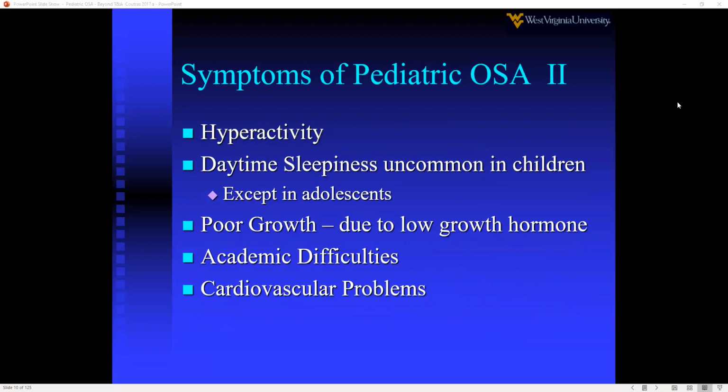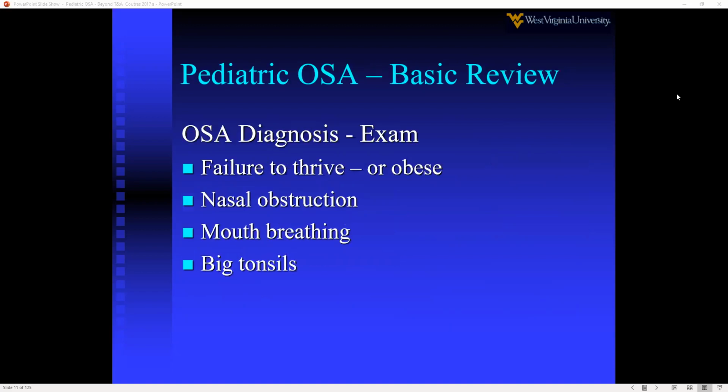Growth hormone is released during stage 3 sleep, and that occurs primarily in the first 90 minutes of sleep. But if they have fragmented sleep, that can interfere with that. After treatment, such as tonsillectomy, you'll see kids catch up rapidly in growth, academic difficulties, cardiovascular problems.